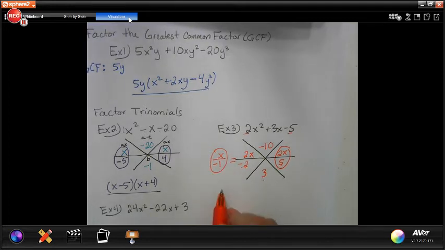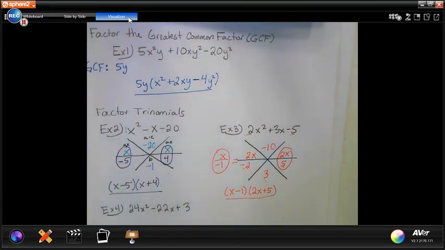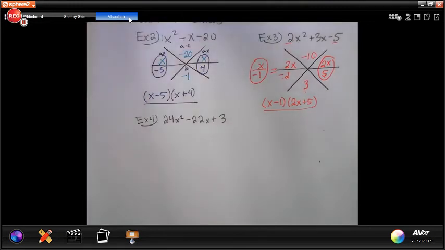So the first one, we have x over negative 1, which is x minus 1. This one, 2x over positive 5, so plus 5. And that would be your official answer. Okay. Example 4. Let me readjust this so it shows up.